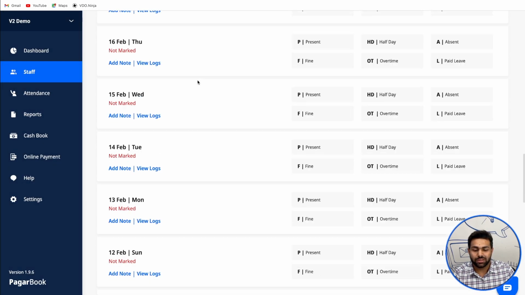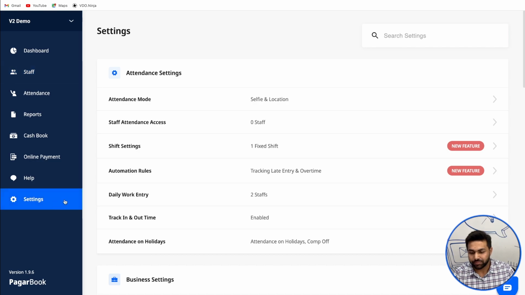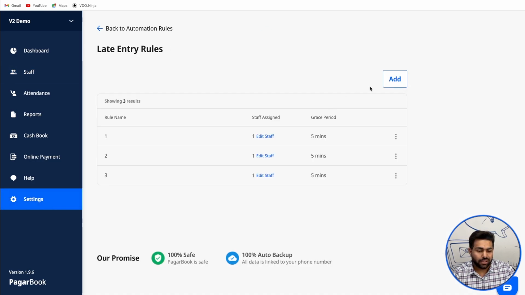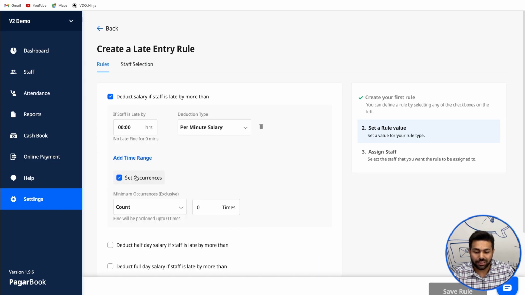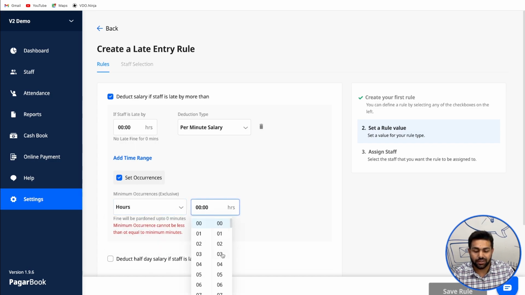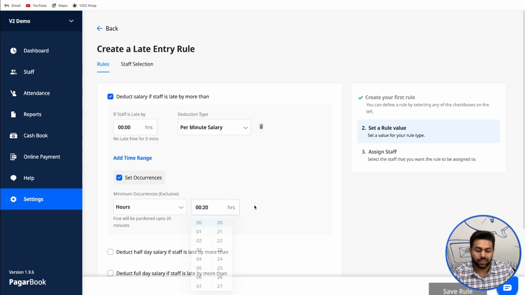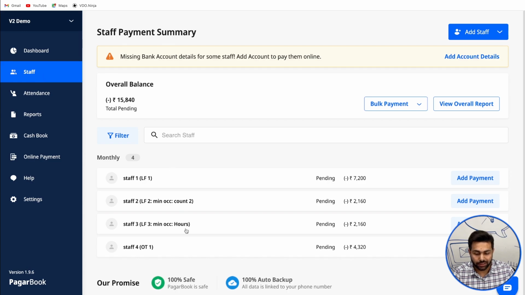So this is how count will work. Now there is also another option in set occurrences, that is hours. Here also we can define, let's suppose I will define a 20 minutes rule. So I will allow 20 minutes in a whole month, where staff is allowed to be late.